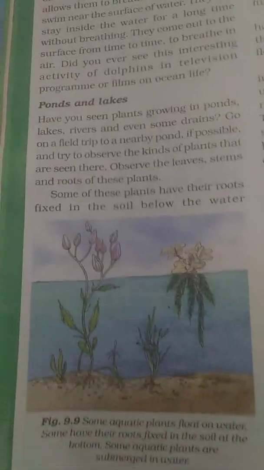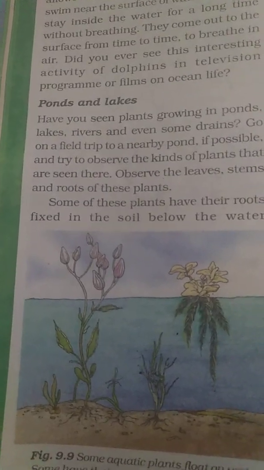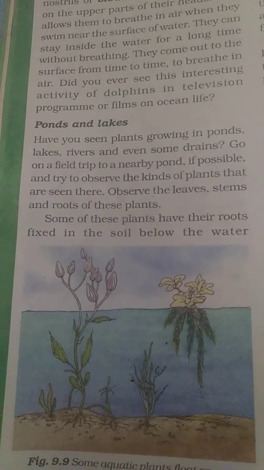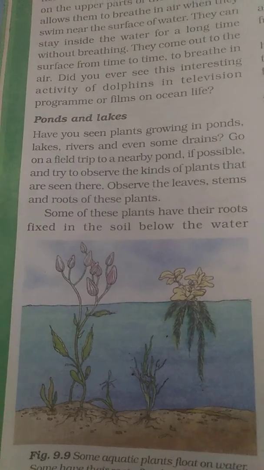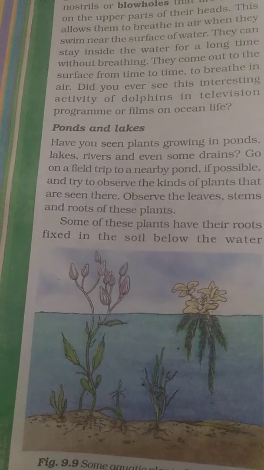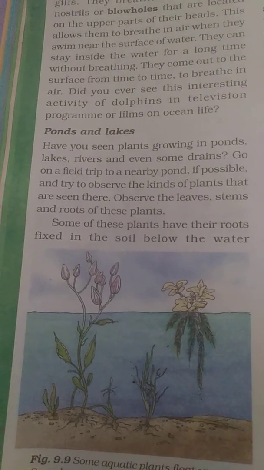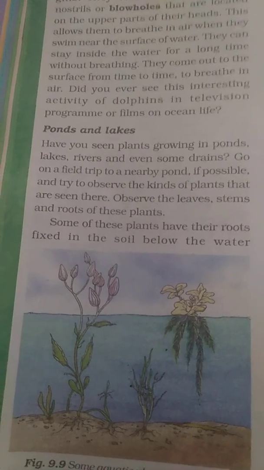And next is ponds and lakes. What are the different plants in ponds and lakes? So we can see a variety of organisms in ponds and lakes. And about plants, they have roots. Okay, they have all the body parts like root, leaves, stem, etc.